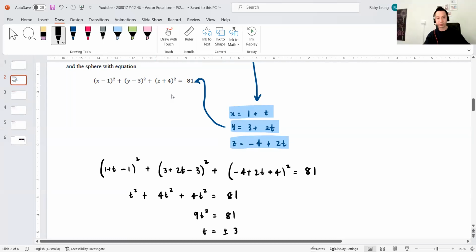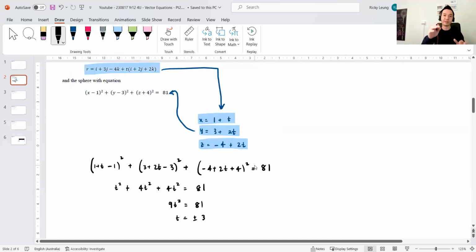Once you get plus or minus 3, you can sub the t values back in and you should get 2 sets of coordinates. Because if you think about it, if I was a sphere and I had a line breaching it, I should have 2 points of intersection. That makes sense. So once you sub t in, when t equals 3, the x coordinate is 4, y is 9, z is 2. Let's write it as coordinates: (4, 9, 2). Check that.